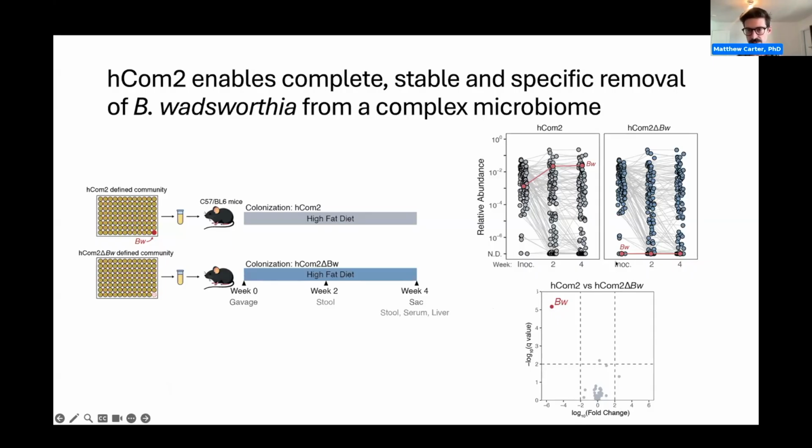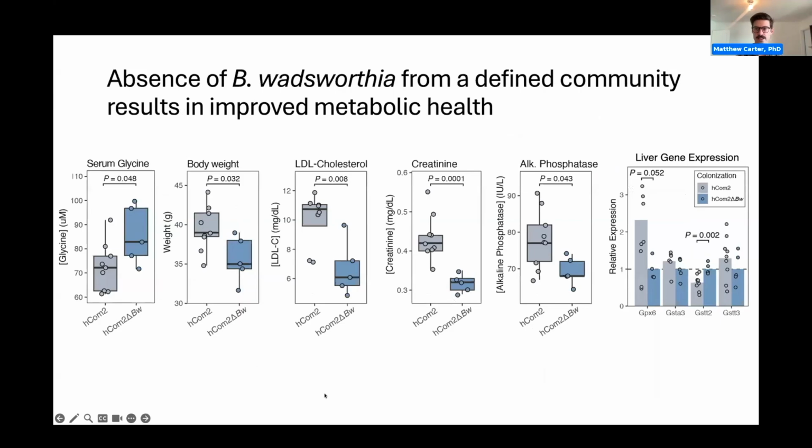It's kind of amazing. It really is just a very stable community, and it's quite specific. It is not the case that when you remove Bilophila from this community, you get a bunch of other kind of epistatic interactions between bacteria. It is quite specific that, of course, there's some minor compositional differences, but really it's just the loss of Bilophila from this community.